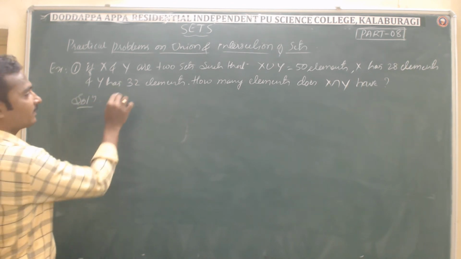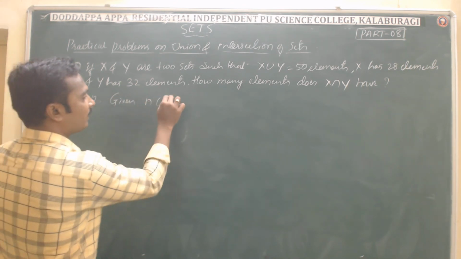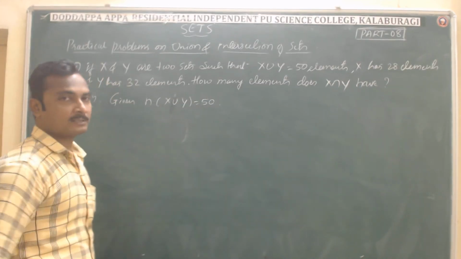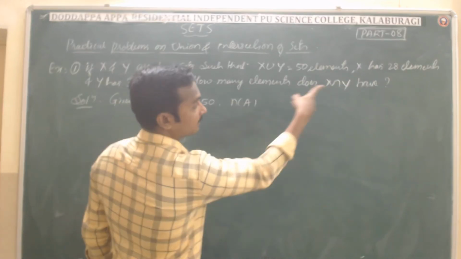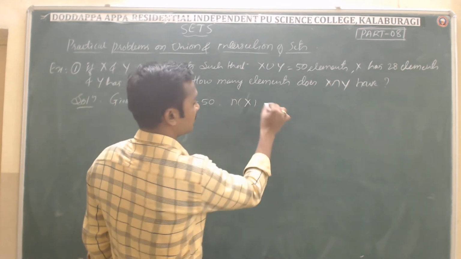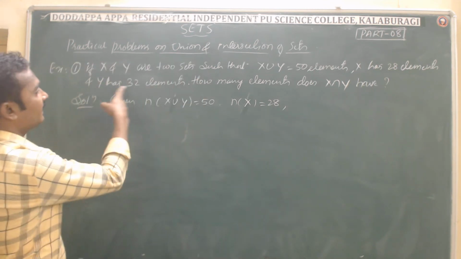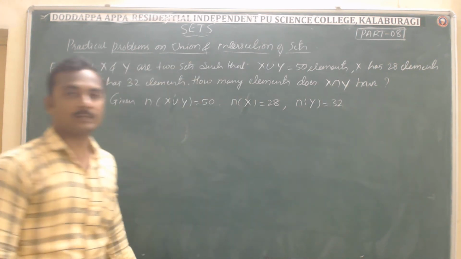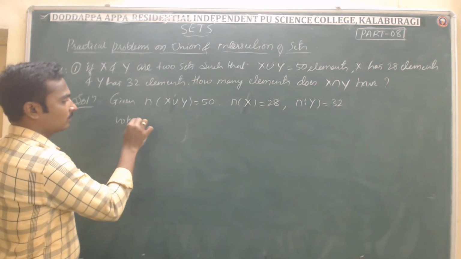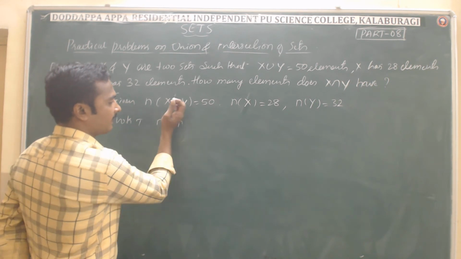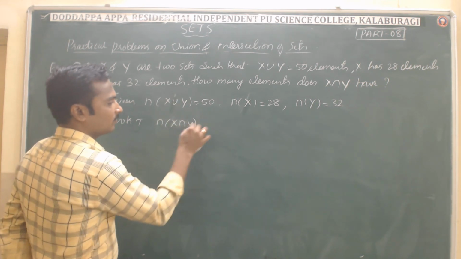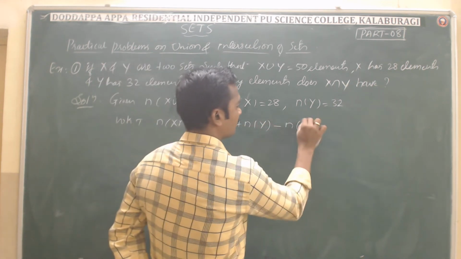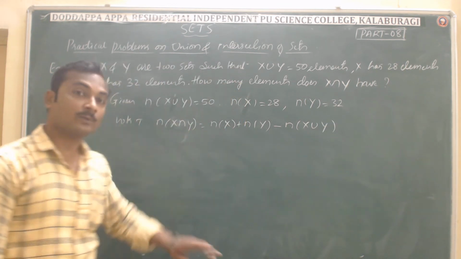Solution. What is given? Given that the total number of elements of x union y is 50. The set x has 28 elements. Set y has 32 elements. So these are the given. But what we know? We know that n of x intersection y is equal to n of x plus n of y minus n of x union y.